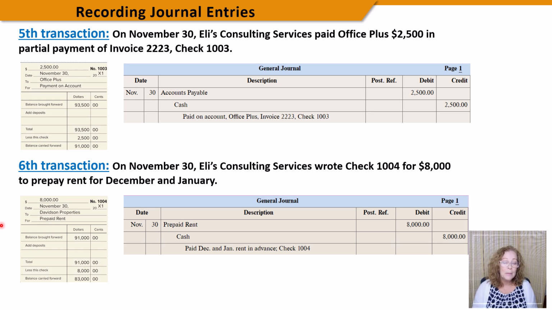So we begin by entering the date into the date column, the words prepaid rent into the description column, and the amount of $8,000 into the debit column. For the decrease in cash, we slightly indent the second line, write cash into the description column, and enter the amount of $8,000 into the credit column.